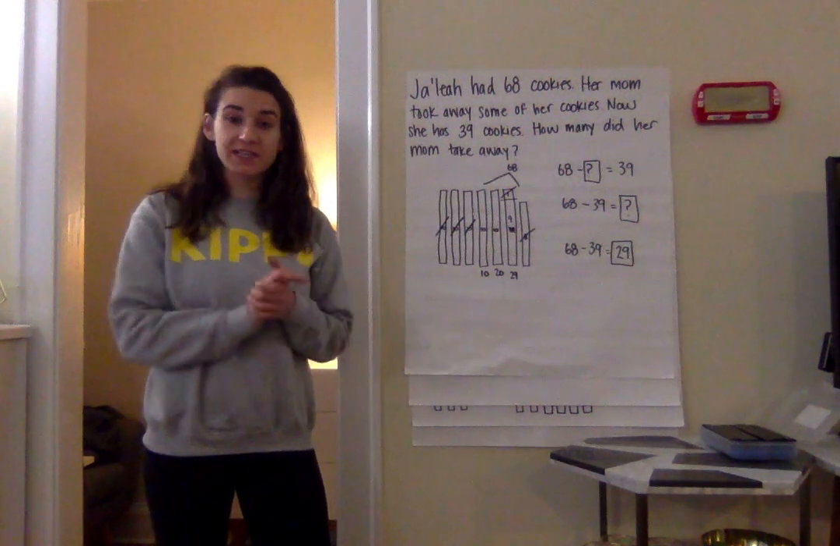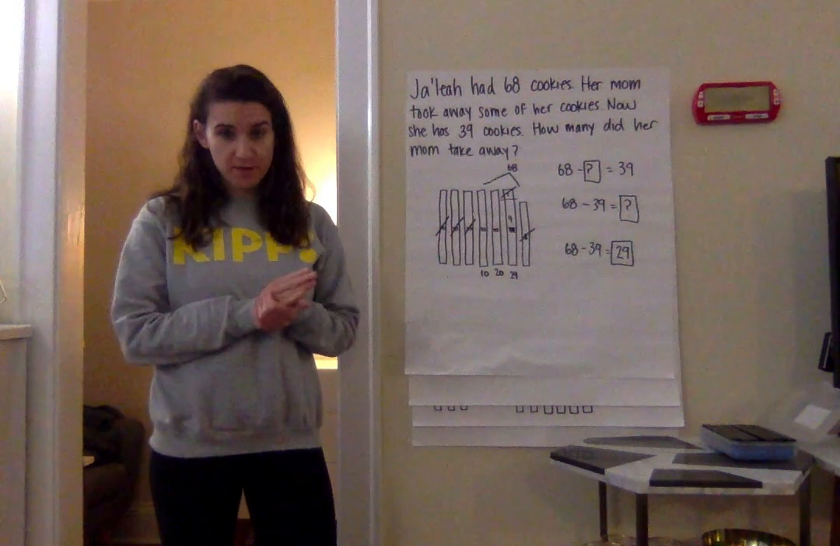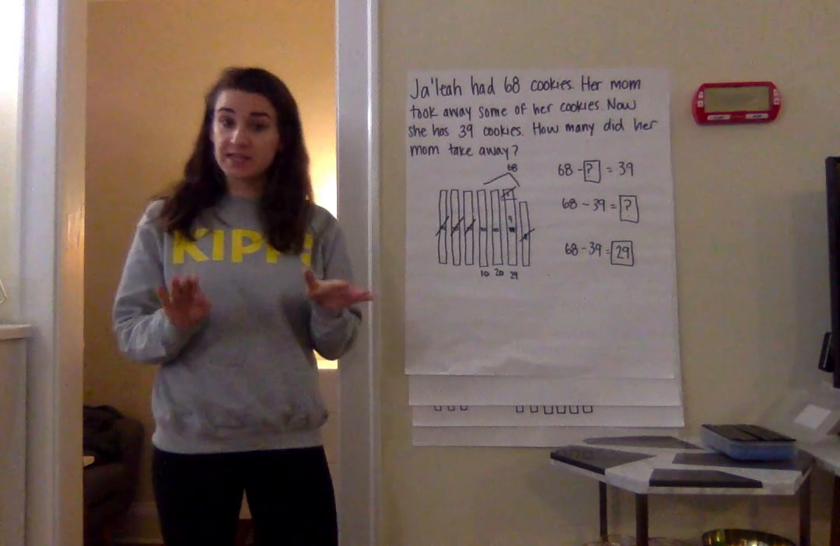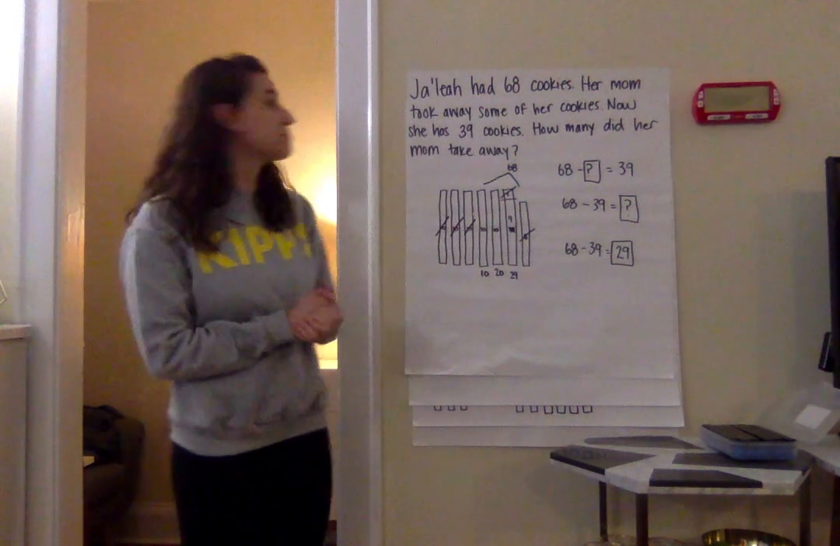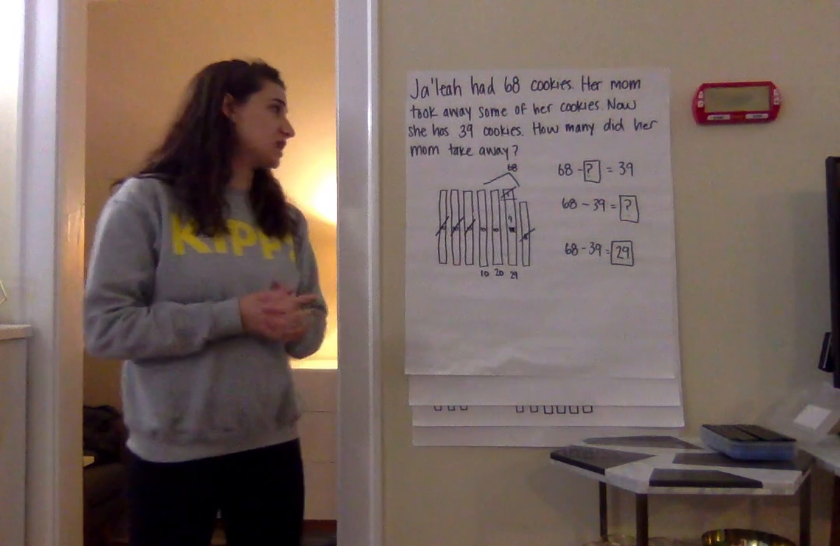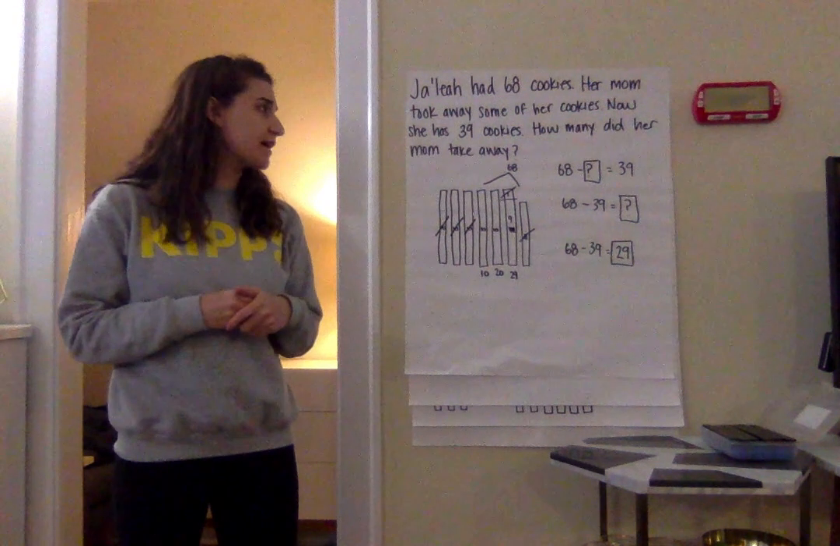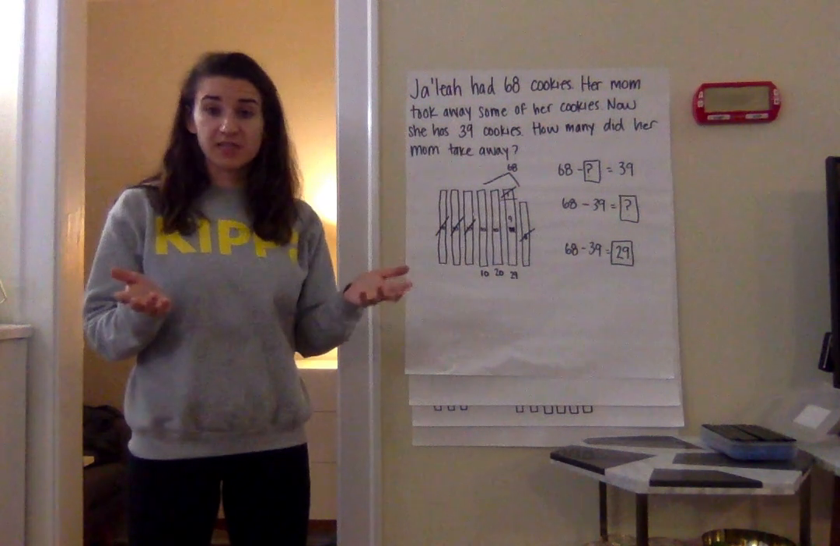Before we jump into today's new problem, we're going to go over the independent problem from yesterday that was about Jalea and all those cookies. Let's see how you did and if you solved it correctly. Jalea had 68 cookies. Her mom took away some of her cookies. Now she has 39 cookies. How many did her mom take away?